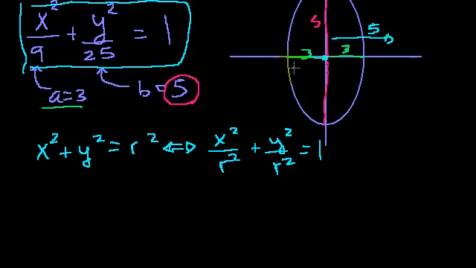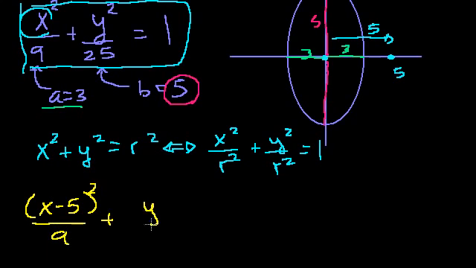So instead of the origin being at x is equal to 0, the origin will now be at x is equal to 5. Right? So a way to think about that is, what does this term have to be so that at 5, this term ends up being 0? Well, I'll actually draw it for you because I think that might be confusing. So if we shift that over to the right by 5, the new equation of this ellipse will be x minus 5 squared over 9 plus y squared over 25 is equal to 1.